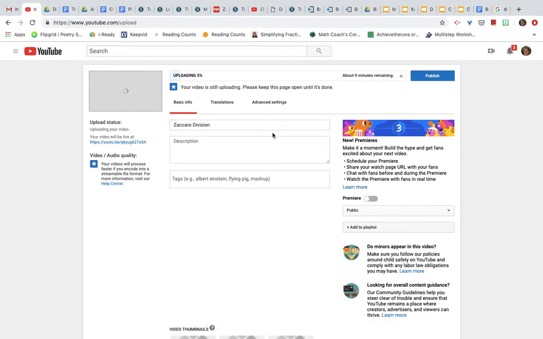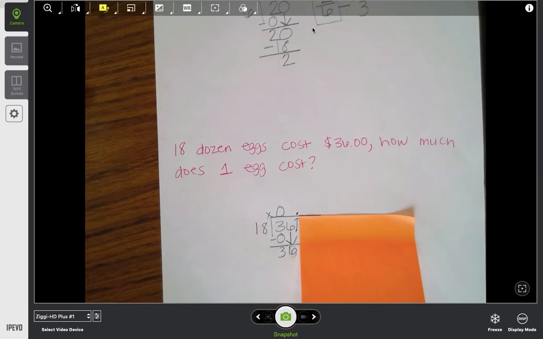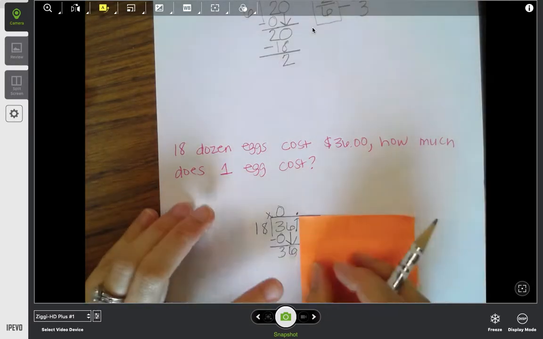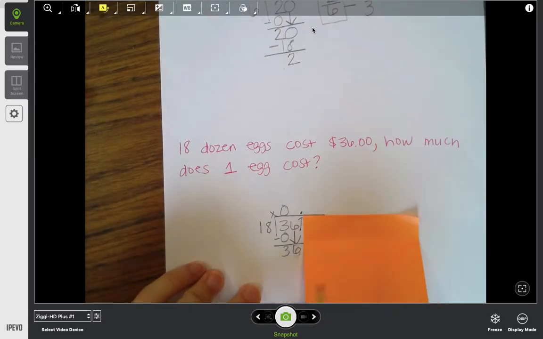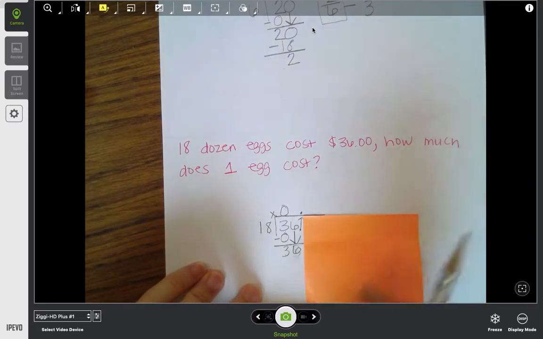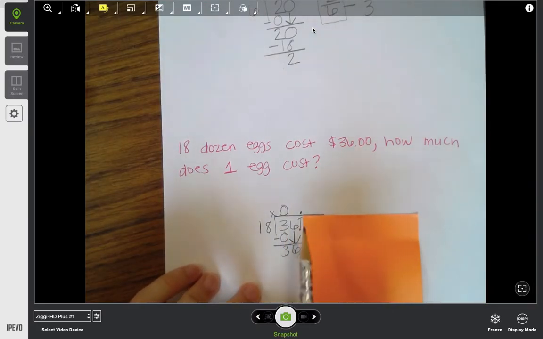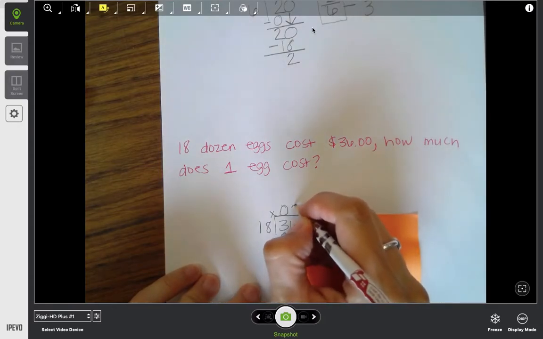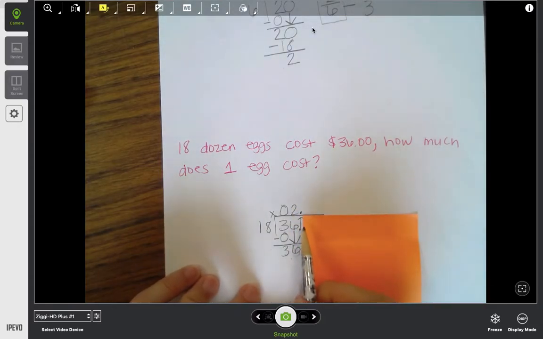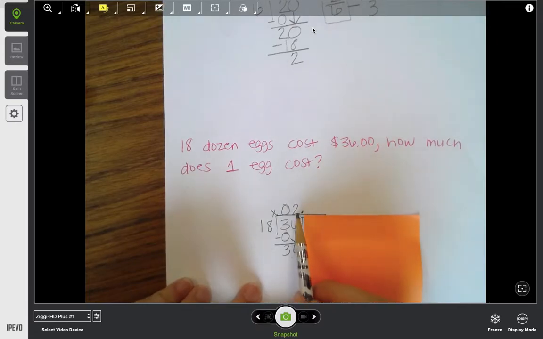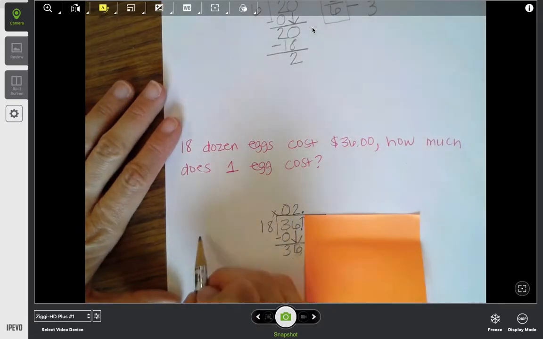Okay, so let's try that again. As I was saying, you can do some multiplication out to the side, but after I have done that, I know that 18 will go into 36 two times, okay? Here, I can either do my multiplication out to the side and say 18 times 2, okay?